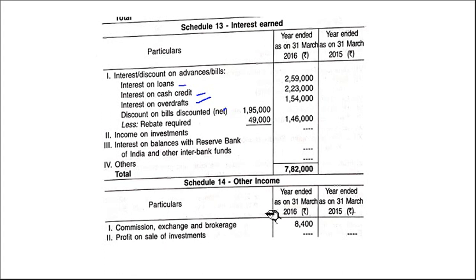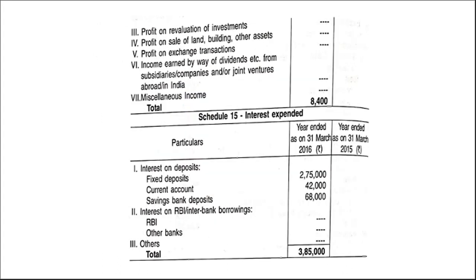Schedule 14, other income. Commission and brokerage 8,400. Profit on sale of investments is not there. Students, before doing the problem, just look at all the schedules which are required for the problem. Once you repeat it, you'll remember it very easily. Then profit on revaluation is not there. Miscellaneous income, nothing is there. So 8,400.